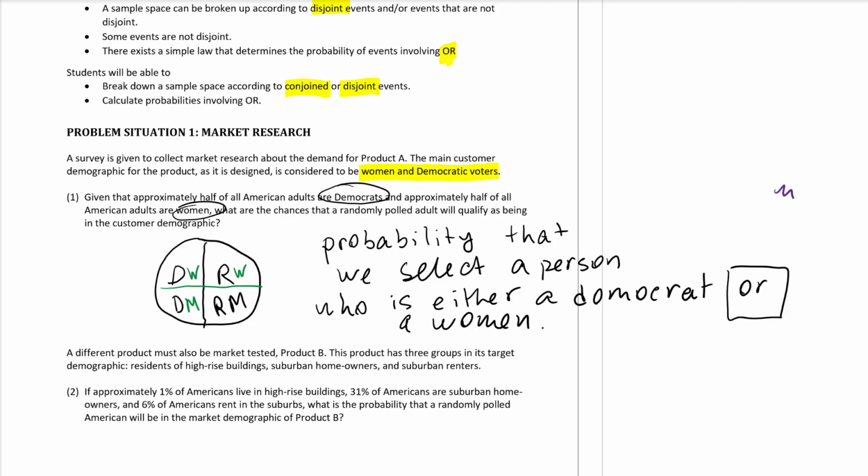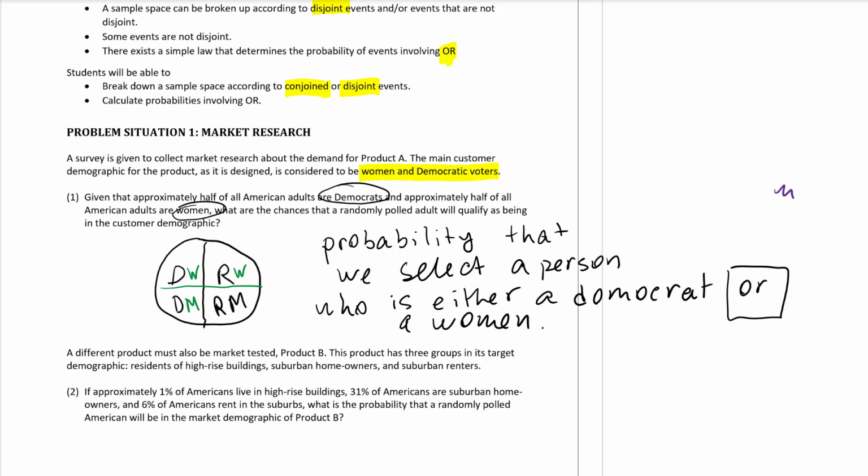So now, if you understand this question, can you highlight what part of this diagram will fit that case when we select a Democrat or a woman? All right, and then can you write a probability associated with that as a percentage? I'll give you a moment.